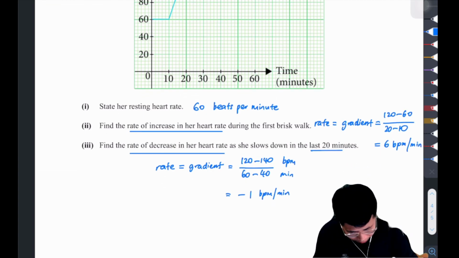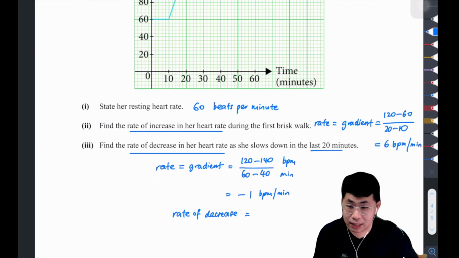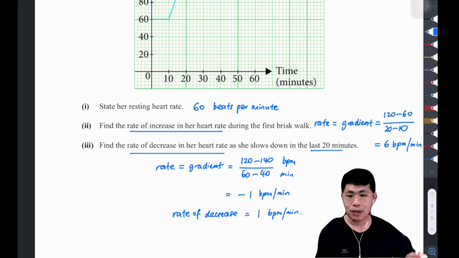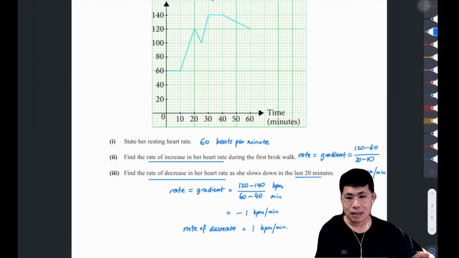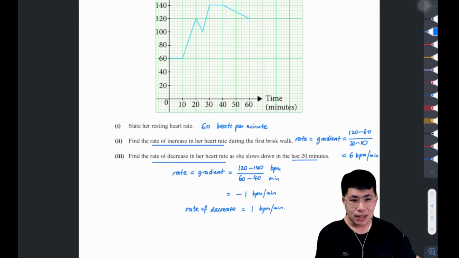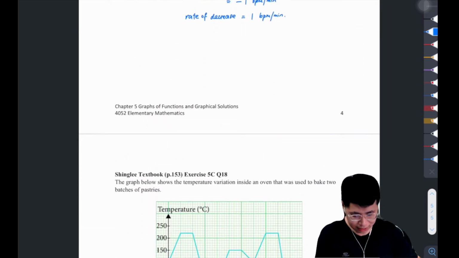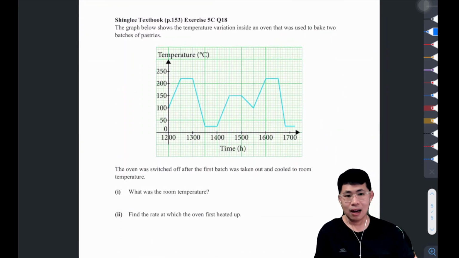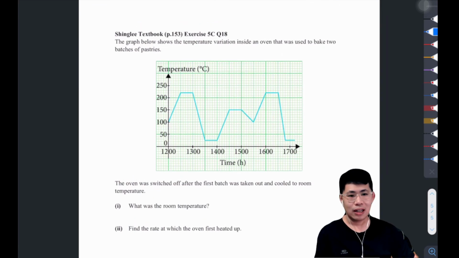So over here, what is the rate of decrease? Because the rate of increase is negative 1, the rate of decrease is going to be 1 BPM per minute. So this is the example for the heartbeat rate question. With this on your own, you can try the next page to show the temperature variation inside the oven.